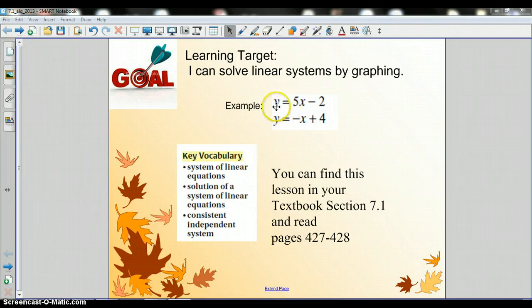Here's an example of a linear system. Notice it has two equations. So that's our goal for today.